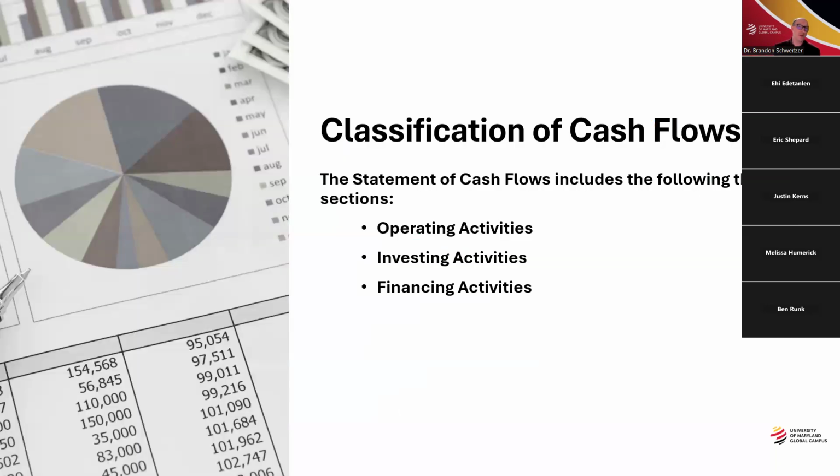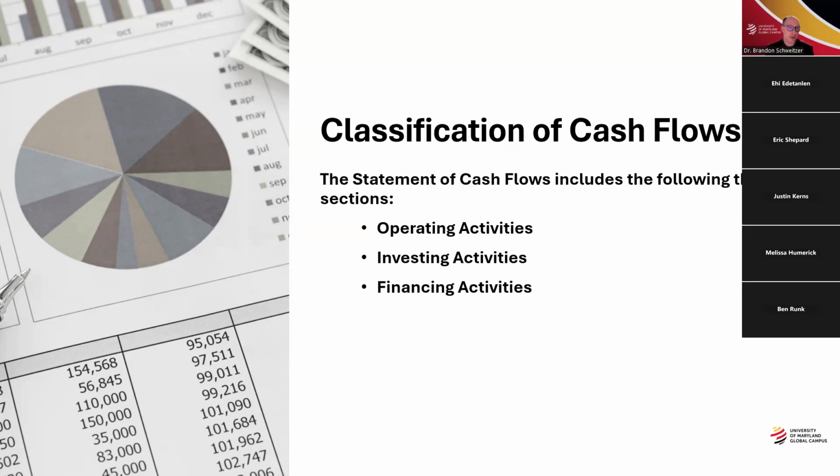I had mentioned that the statement of cash flows is broken out into three primary sections: operating activities, which is the day-to-day operations of the business; investing activities, which is the purchase or sale of property, plant, and equipment; and financing activities, which are things like taking out a loan, repaying a loan, etc.